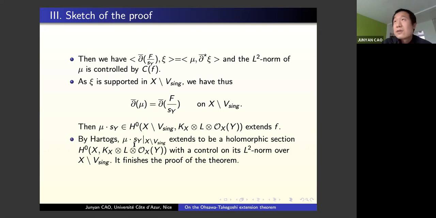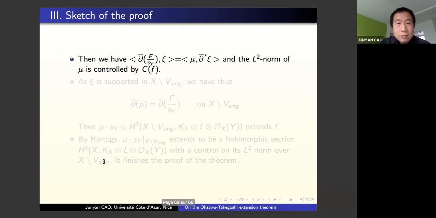But by construction, V is a small neighborhood of the singular locus of Y, and we suppose that Y is simple normal crossing. So therefore, the singular locus is of codimension 2. By Hartogs, we can extend the holomorphic section to the total space, with a control on its L2 norm outside V. So that finishes the proof.